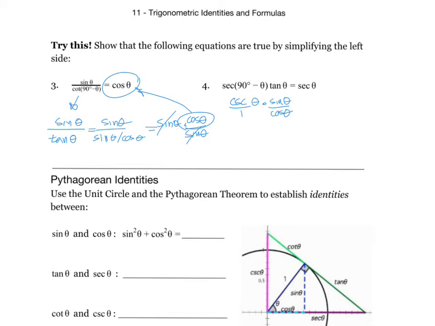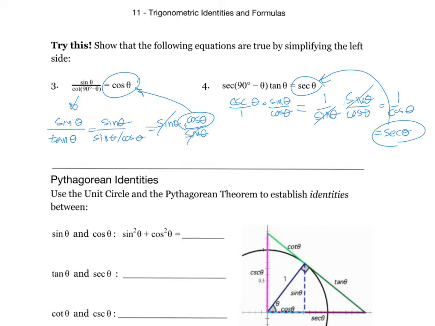So this is going to be, working my way over to the right, 1, that really was ugly, 1 over sine of theta times sine of theta over cosine of theta. The sines cancel, and I'm left with 1 over cosine of theta. Now one last step, I happen to know, again, that the reciprocal of cosine is the definition for the secant. So this is equal to secant theta. And I'm done. I've shown that the left-hand side simplifies down to be something equal to what's on the right, so the equation is true.